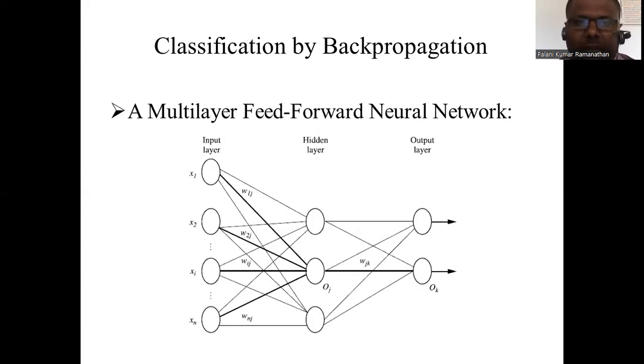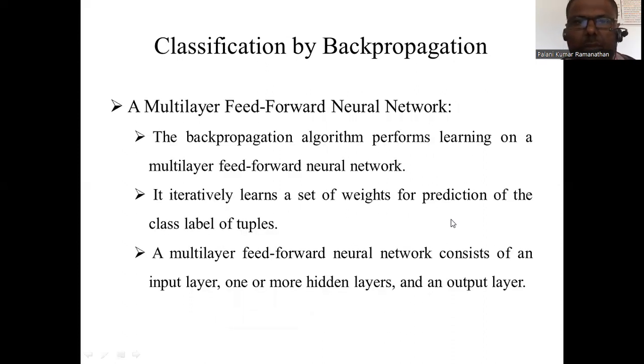This is a multi-layer feed-forward neural network. Here you can see, from the left-hand side, the input layer, in the middle the hidden layer, and then the output layer. The output of the input layer is given to the hidden layer. The hidden layer output is given to the output layer. Then the output layer gives some results. The back propagation algorithm performs learning on a multi-layer feed-forward neural network. It iteratively learns a set of weights for prediction of the class labels of tuples.